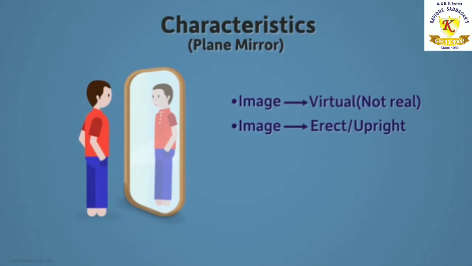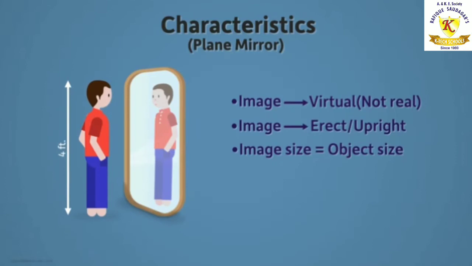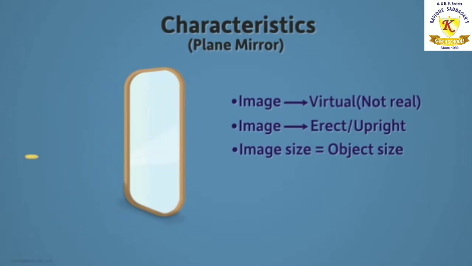The third characteristic of an image formed by the plane mirror is that the image is of the same size as the object which is at the other side of the mirror. For example, if the height of this man is 4 feet, then the image's height will also be 4 feet. And if I bring the plane surface of the circular coin near the mirror, then both the coin and the image will have the same diameter.